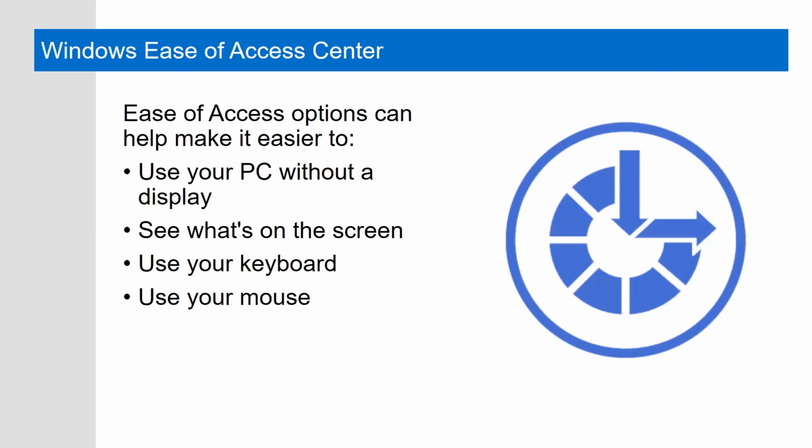There are also features that make it easier to use the mouse. So you can change the pointer size or turn on mouse keys to use your keypad in order to move the mouse. So these are just some examples of some of the things that people who are receiving your email messages may be doing to make it easier to use the computer or to access and interact with the content that you're sending them.